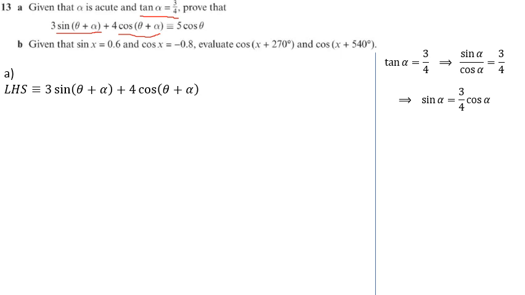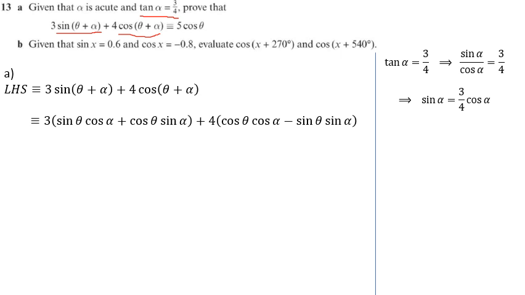So sine of A plus B gives sine A cos B plus cos A sine B. Cos becomes cos cos minus sine sine. So we should get something like this. There's a lot of letters involved in there.